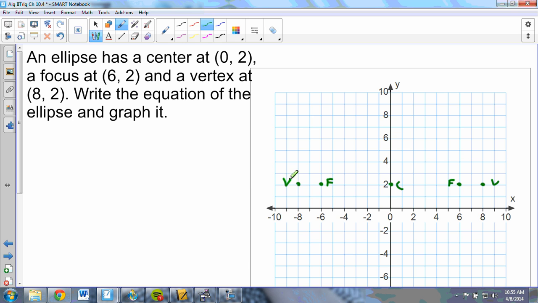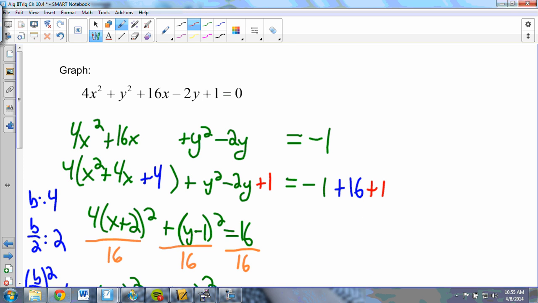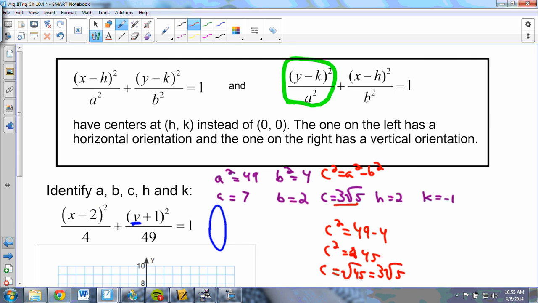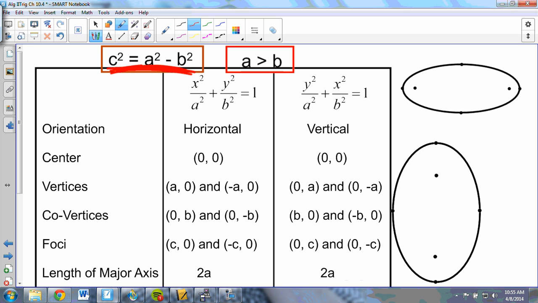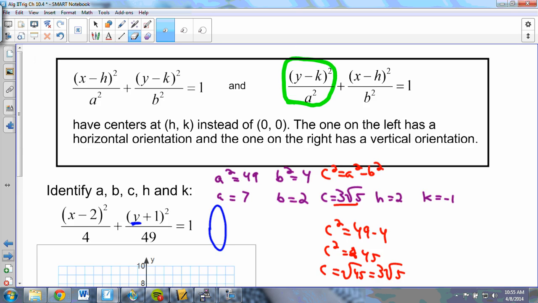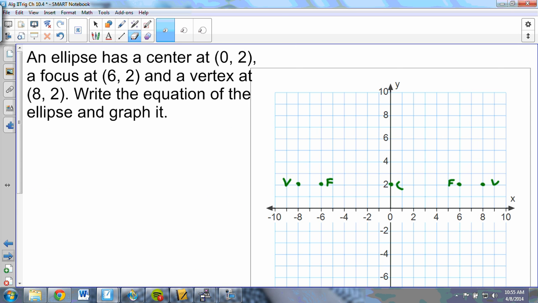Everything with ellipses is going to come down to c squared equals a squared minus b squared. Everything comes down to that one right there. So I have c squared equals a squared minus b squared. Which of these do I know? A, B, and C. Which of those do I know?